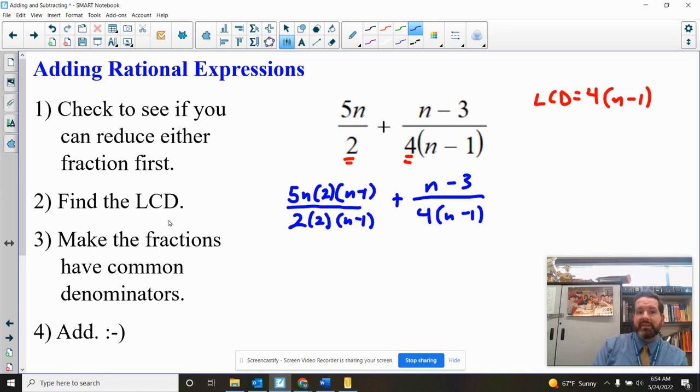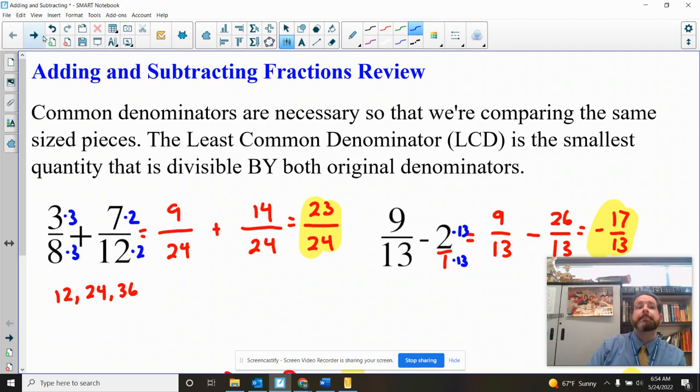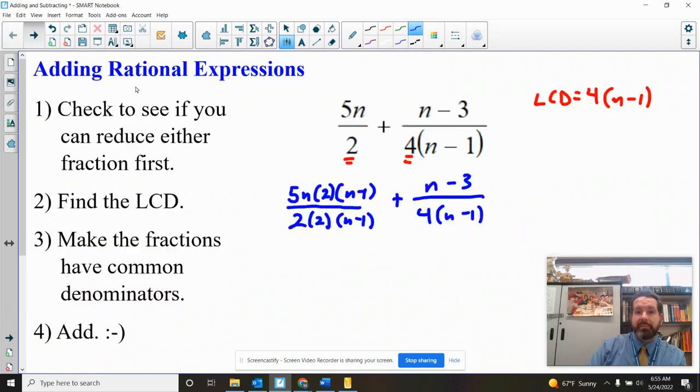This is what we mean by make the fractions have common denominators. Whatever you have to multiply in on the bottom, you must also multiply that same thing in on the top. That's exactly what we did up here, except it was just all numbers. Like when we did the 3 and 3 or the 2 and 2. Here, it's a 2(n-1) and a 2(n-1).